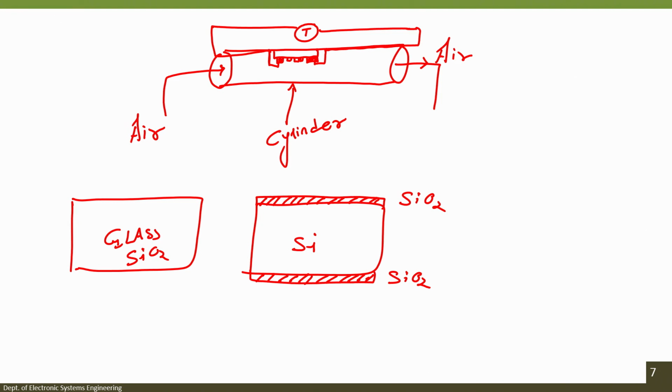but right now let us focus on how to design a heater that you can use inside this particular cylinder to measure the change in temperature, and that change in temperature will correspond to the velocity of air. These are the contact pads.